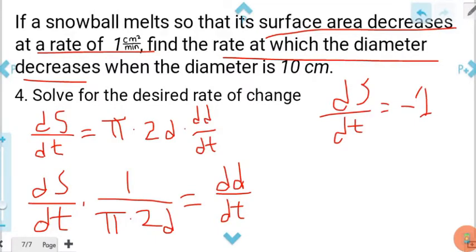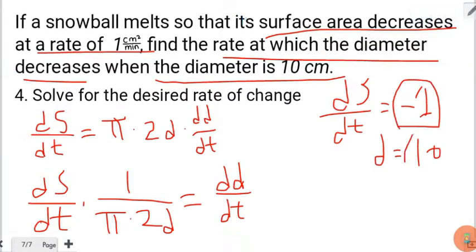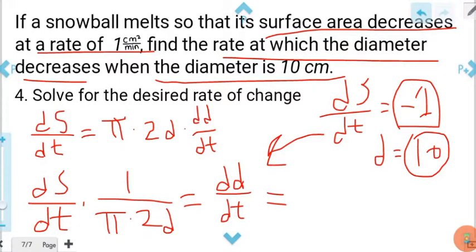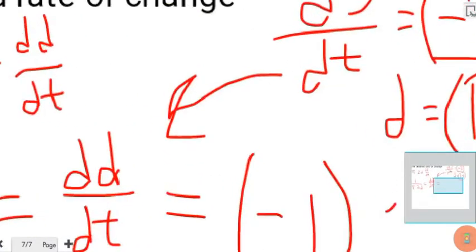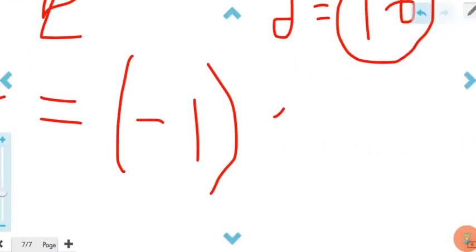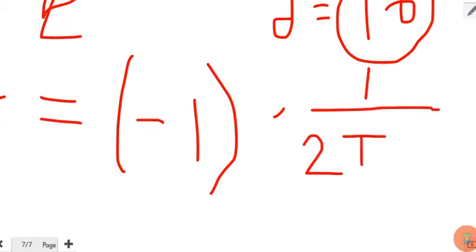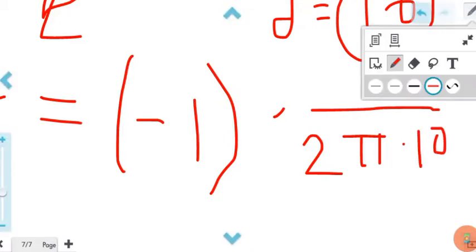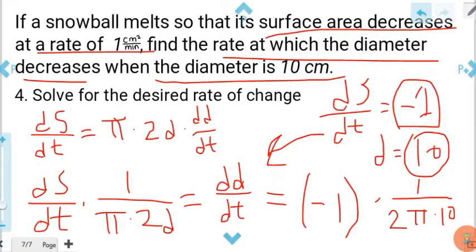And then d is pretty simple. It tells us the diameter is 10 centimeters. So d is going to be 10. Right? So if we take these two values here for ds dt and for d, plug those into our equation over here, that'll tell us that dd dt equals -1 times one over 2 pi times d, which is 10. Right, so our rate of change of our diameter is just -1 times 1 over 2 pi times 10, which we can simplify a bit.